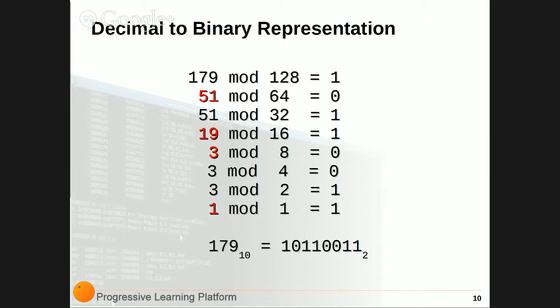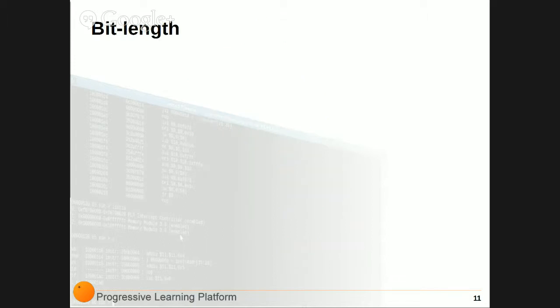Now, what if I want to represent a number that cannot be represented by this number of bits? So now we have the concept of bit length. What do you think a bit length is?